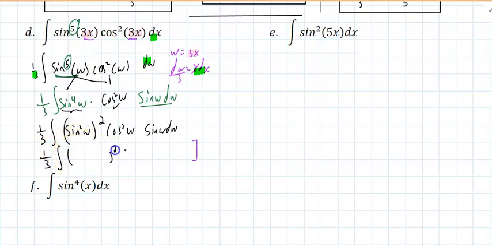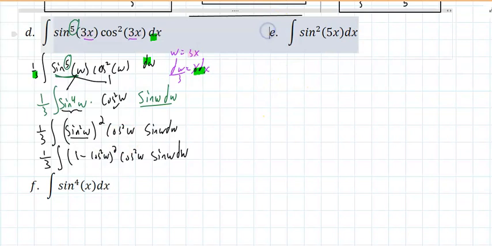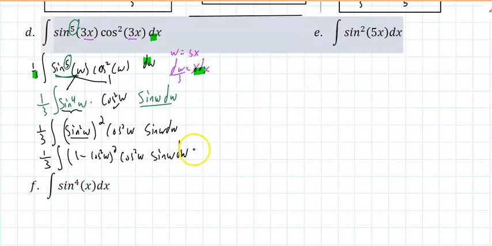Now if I use my Pythagorean identity, what does sine squared equal? Isn't that 1 minus cosine squared of w? Now I'm not saying this is short. This is a long problem, but it's not that hard if you follow the steps and work slowly.